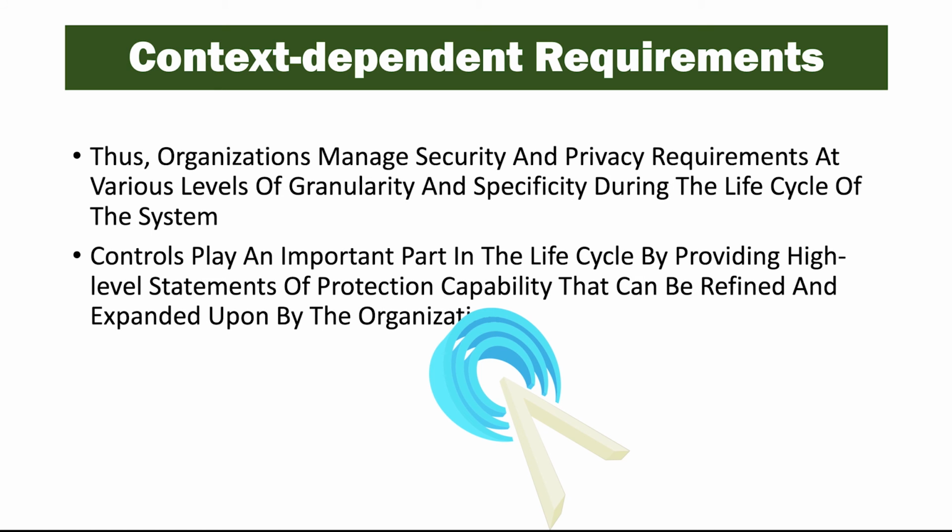Thus, organizations manage security and privacy requirements at various levels of granularity and specificity during the life cycle of a system. Controls play an important part in the life cycle by providing high-level statements of protection capability that can be refined and expanded by the organization. So controls are the building blocks. Controls are the things we put in place to meet the requirements of stakeholders and other regulatory sources.